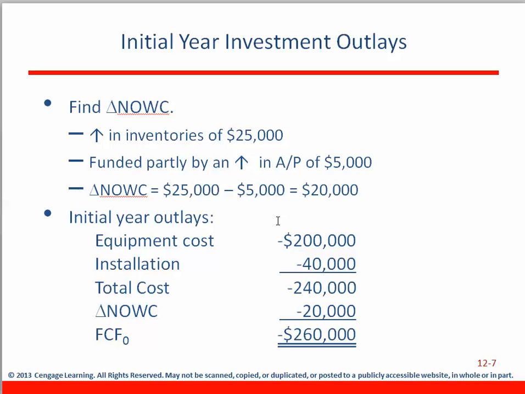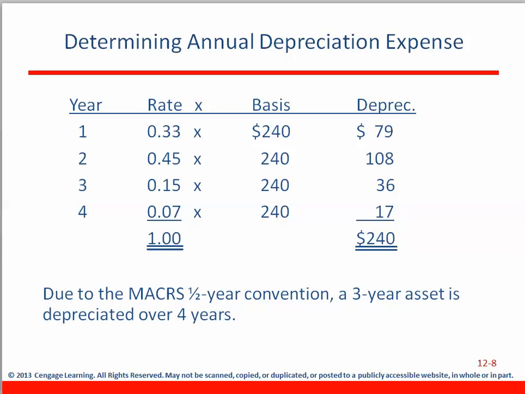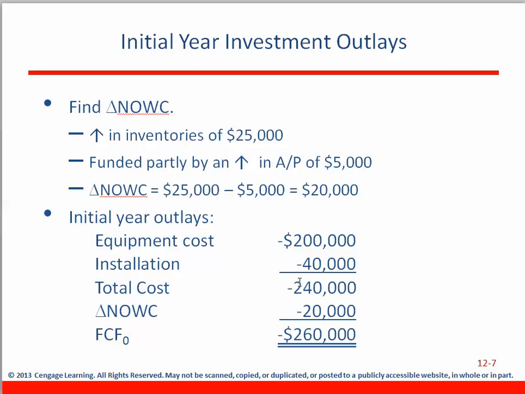If it helps you visualize, inventory is really easy to visualize, because I have to buy inventory. Then that's clearly an outflow. I'm going to need to come up with an extra $20,000 in inventory to get this thing going. So my time 0 cash flow is negative $260,000: the cost, the installation, and the net investment in working capital. Okay. Now, the depreciation. When we look at this, what is depreciable?